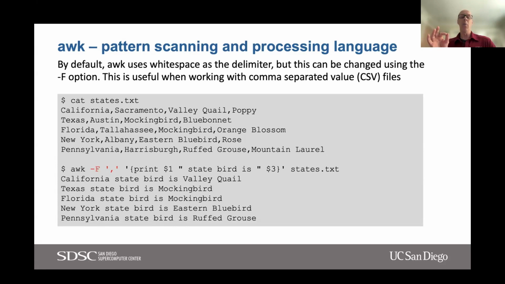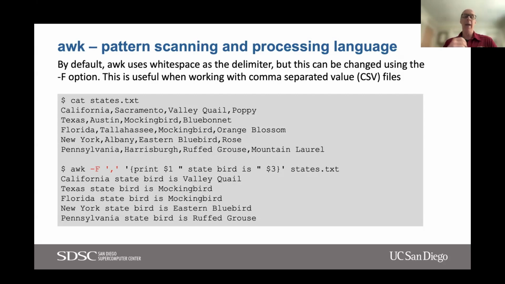By default, awk uses white space as the delimiter, but this can be changed using the capital F option. This is going to be really helpful when working with comma-separated value, or CSV files. If you look at the file states.txt, and all of these examples are in the GitHub repo, you'll notice that we have some embedded spaces. If you go down to that last line, in Pennsylvania, the state bird is the ruffed grouse, ruffed space grouse. The state tree is the mountain laurel, or state plant.